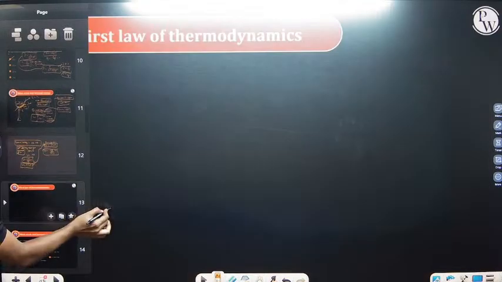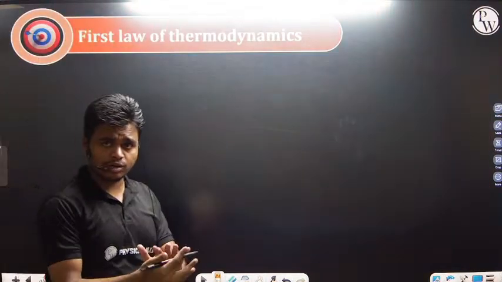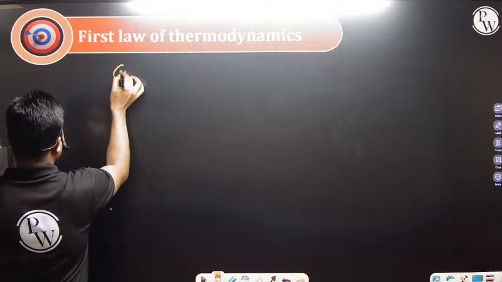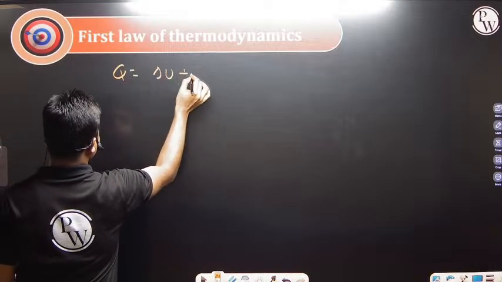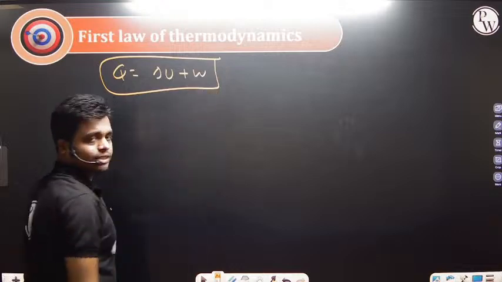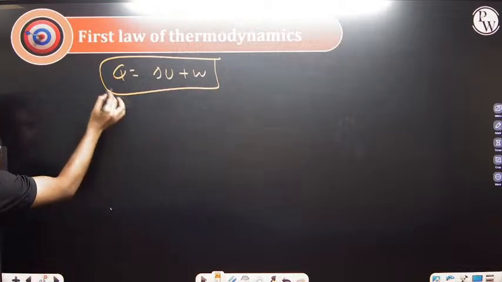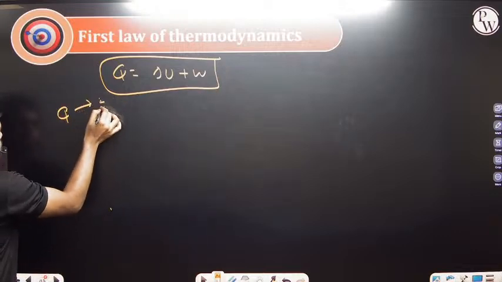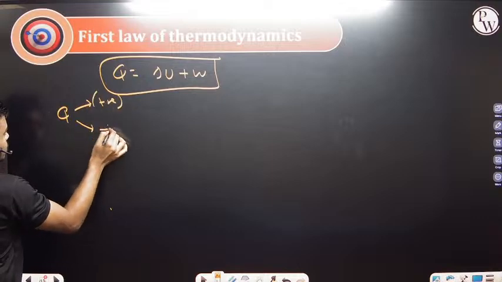Let's discuss some of the first law of thermodynamics. So the first law of thermodynamics is one single formula, Q is equal to delta U plus W, but we have to take care of the sign convention. What is the sign convention? Q is positive, and when to take Q as negative?